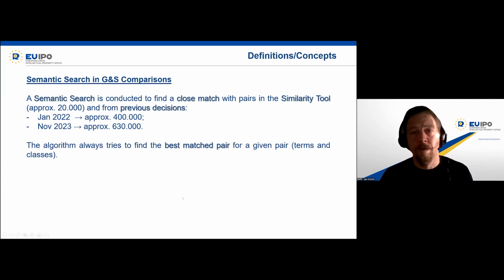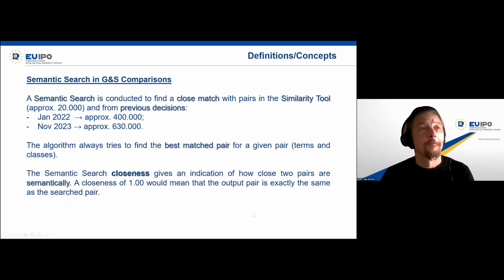So the algorithm used always tries to find the best matched pair for a given pair. So this will be the terms and the classes. And the semantic search closeness gives an indication of how close two pairs are semantically. So how close the words are in a semantic way. And a closeness of 100 would mean that the output pair is exactly the same as the pair we have searched.